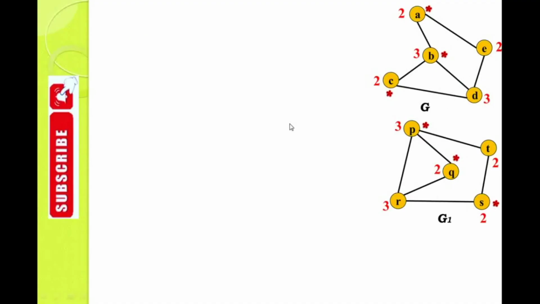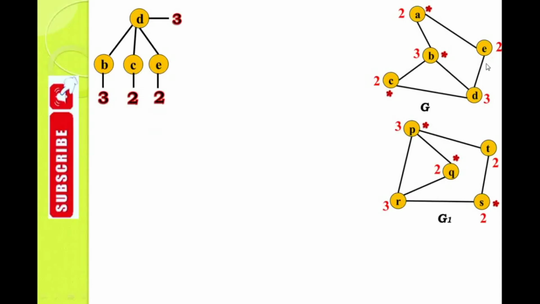Next, we choose a vertex D in graph G. It has degree 3. What are the adjacent vertices of D? There are 3: one is C, another one is B, another one is E. What is the degree of B? 3. What is the degree of C? That is 2. What is the degree of E? That is 2. So we have to choose one vertex, either R or T.